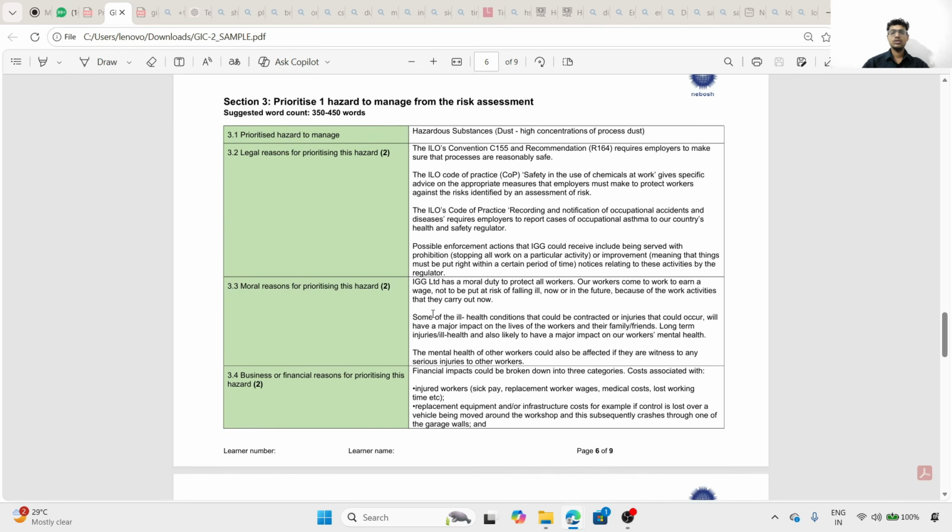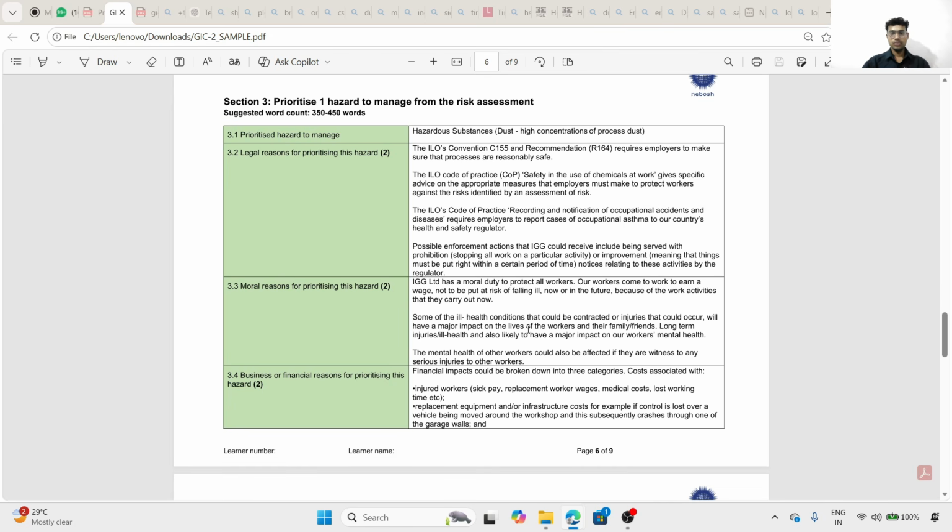Same like that, moral reasons. Now moral reasons, we know, every employer has a moral reason to protect the workers first. The workers are coming to earn some money, and the opposite should not happen. Like they are earning some money and they are getting ill health, or having some health issues, and the same money they are going to put in the hospital for medical and everything. So this shall not happen. It is a basic right of every individual, and the work activity should be safe.